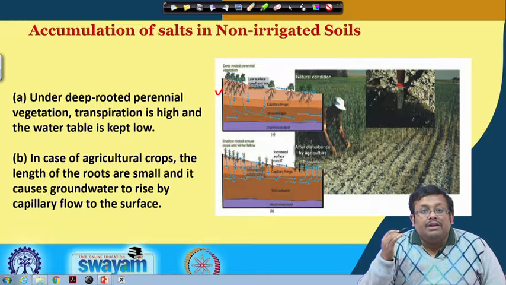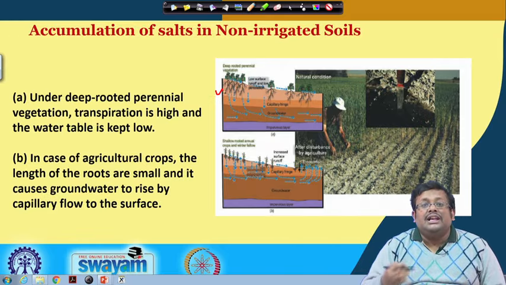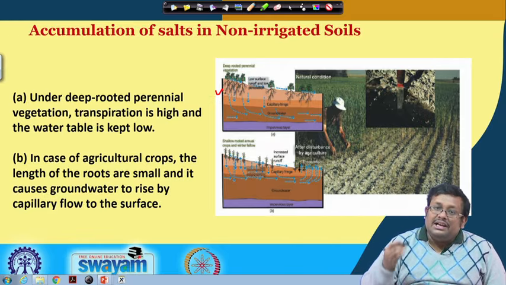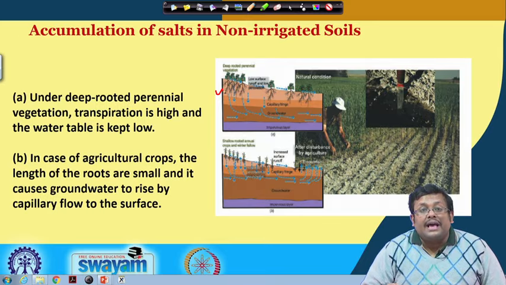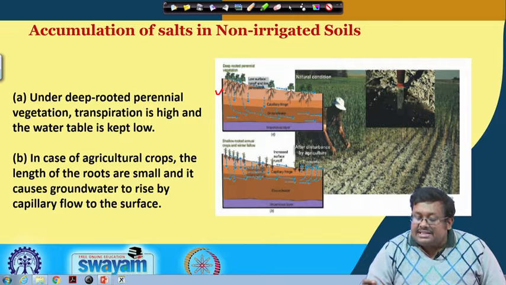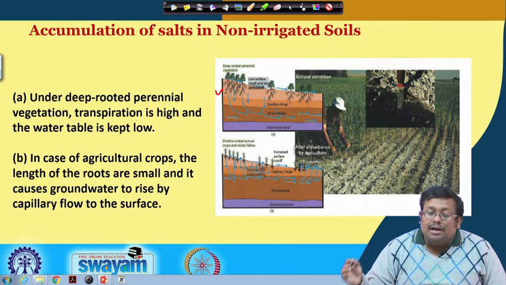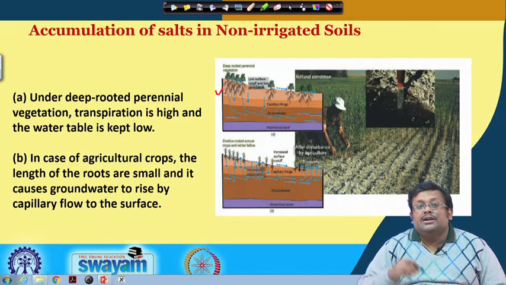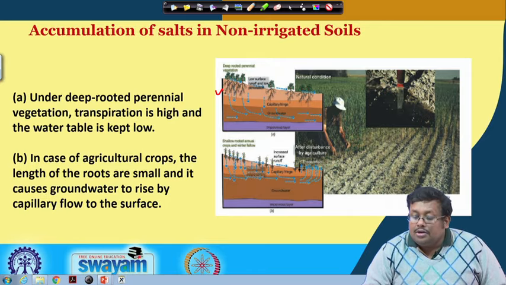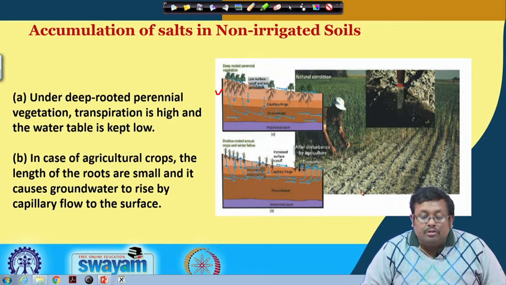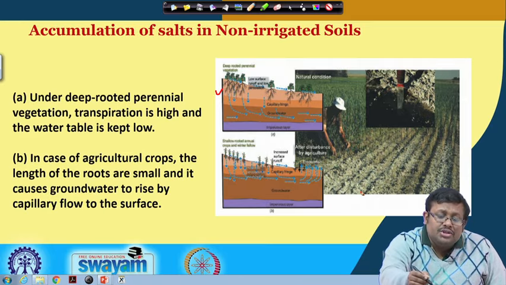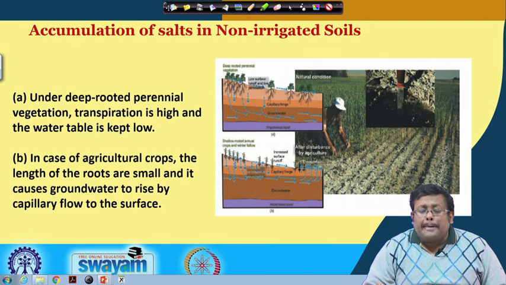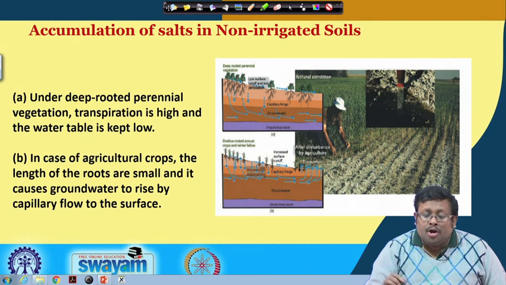The shorter length of the roots of the field crops causes groundwater to rise by capillary flow to the surface, and as a result, this groundwater laden with salt will go to the top of the surface and then deposit there, and as a result there will be salt crust formation or salty soil formation. So, these are two reasons of saline soil development in non-irrigated soil.